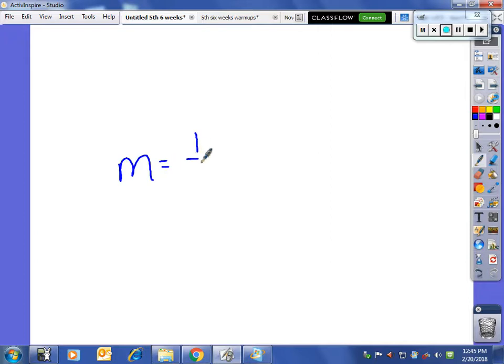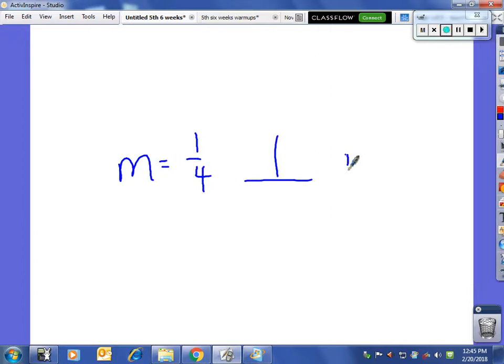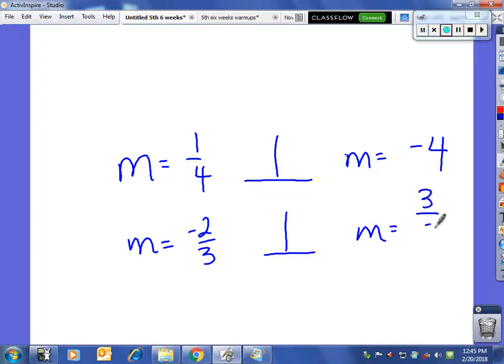So if the slope was 1/4, what would be perpendicular to it? Negative 4. If the slope was negative 2/3, what would be perpendicular to it? Positive 3 over 2. If the slope was 6, what's the perpendicular? Negative 1/6.